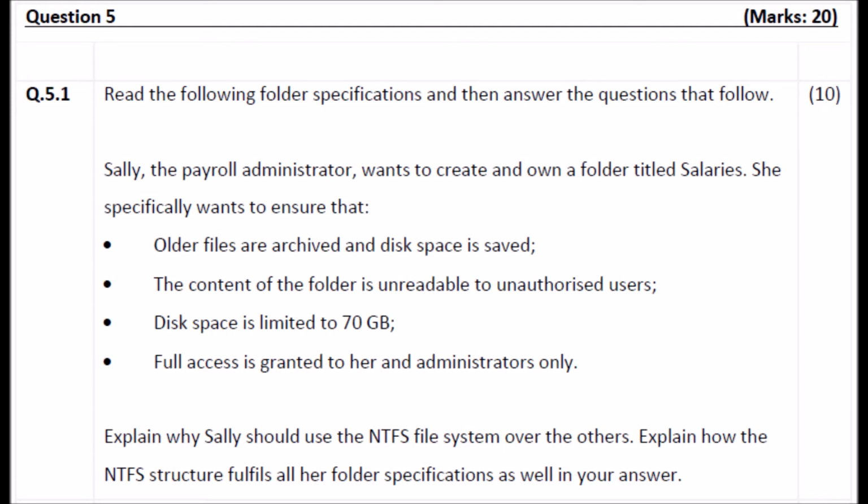Now, if you look at question number 5, another 20-mark question, split into two, 5.1 and 5.2. The first one is looking at the whole issue of file systems. Now, we did discuss this when we were looking at chapter number 10 in our face-to-face sessions. And remember, we mentioned that when you're looking at file systems, I think it's imperative to understand that their main purpose is to arguably prepare the storage medium for use.